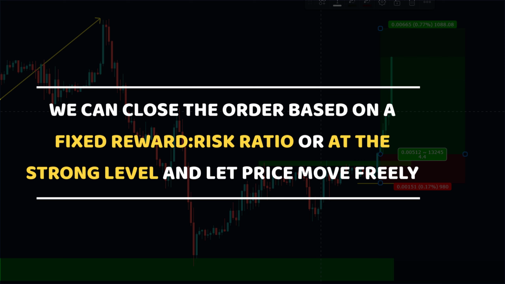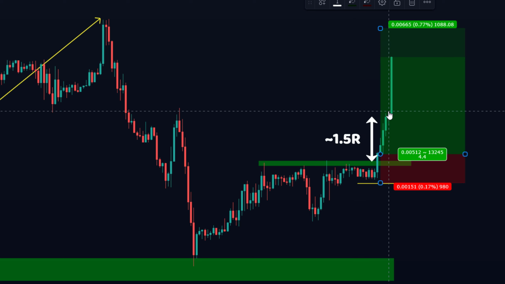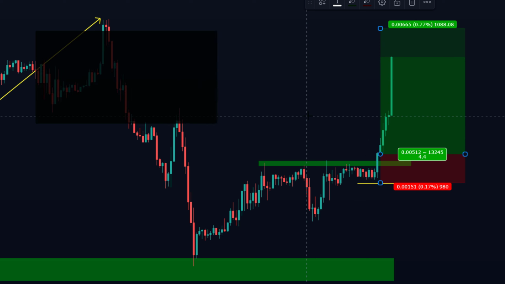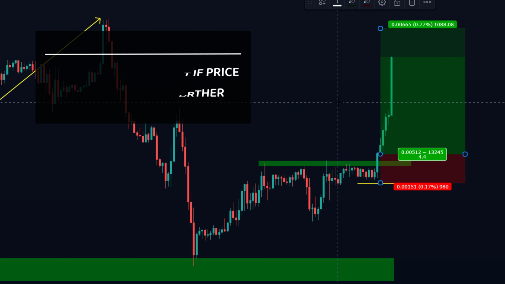Then we turn the device off, and let the price move randomly to stop loss or take profit. If we place the take profit at this zone, we could earn about 1.5R. If the price continues to go up, don't regret it, because we're still following our rules. So don't regret if the price hits take profit and goes further.